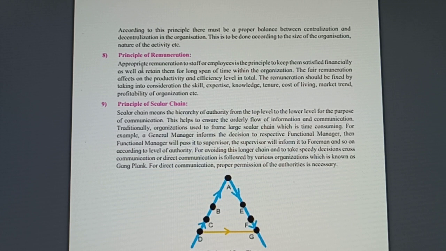Sixth, principle of remuneration. Now what is remuneration? Remuneration is a simple word for payment or salary which the employees get. So principle of remuneration is that all the remuneration or salary which the staff gets should be satisfactory for them. They should not feel that they are underpaid, or that they are not given proper promotions on time. They should not feel that they are neglected. They should always feel that yes, the company is looking after them very nicely. So principle of remuneration means remuneration to all the staff and employees is the principle to keep them satisfied financially as well as retain them for a long span of time within the organization.